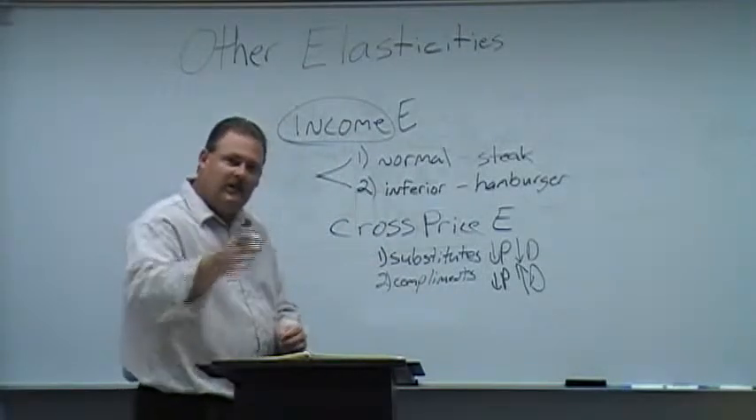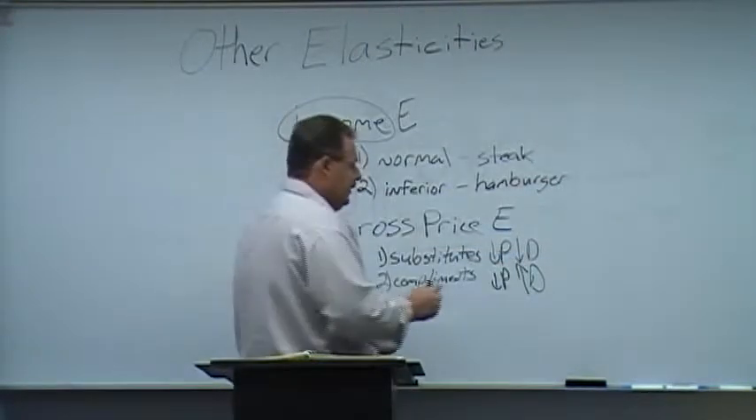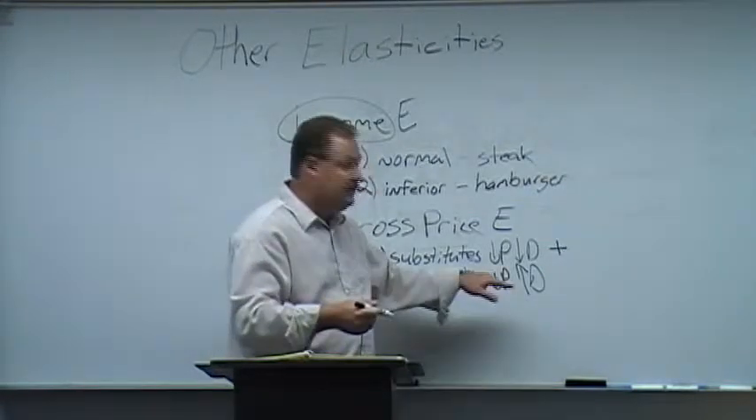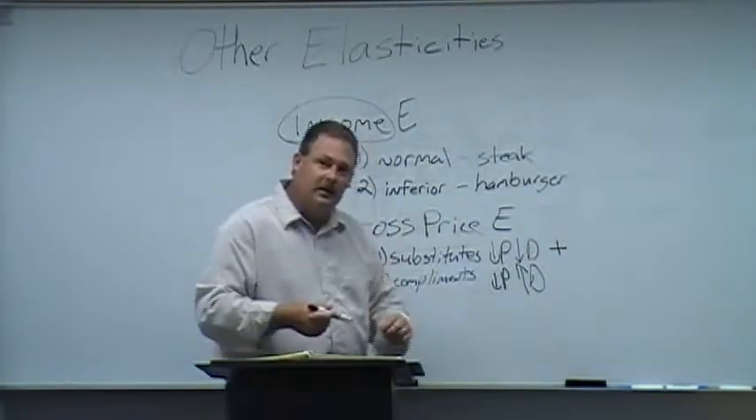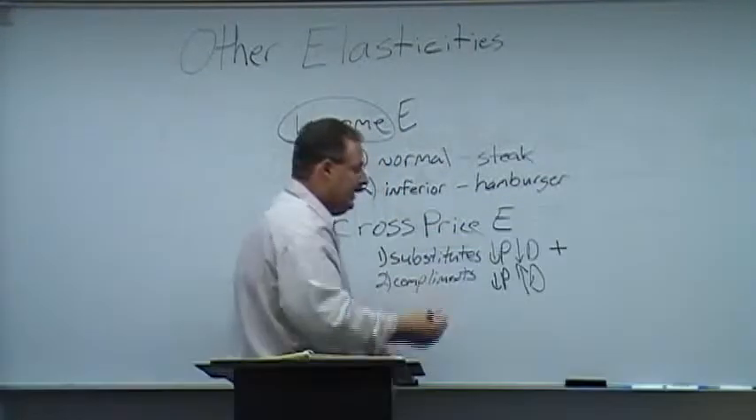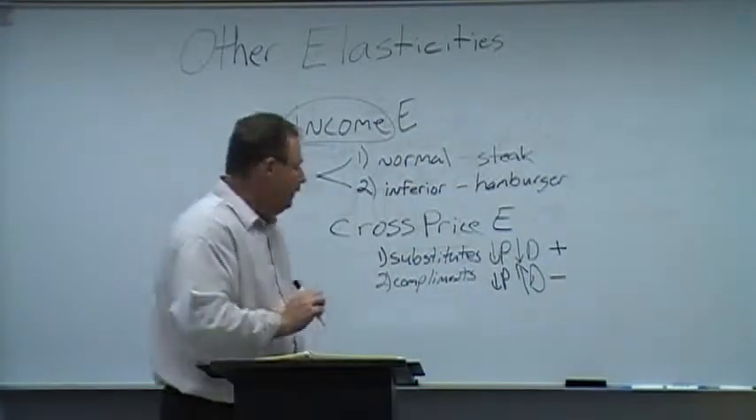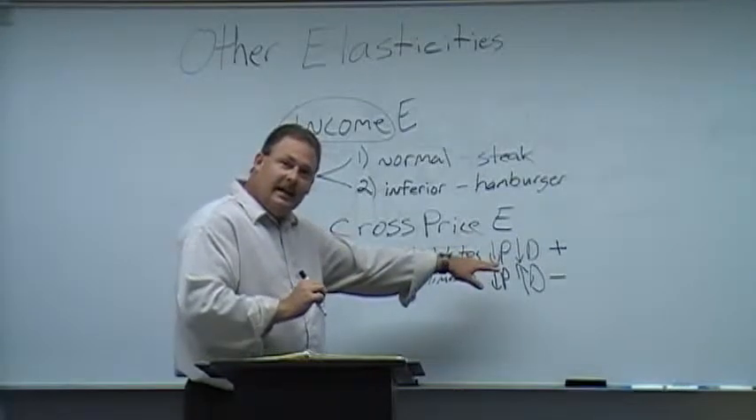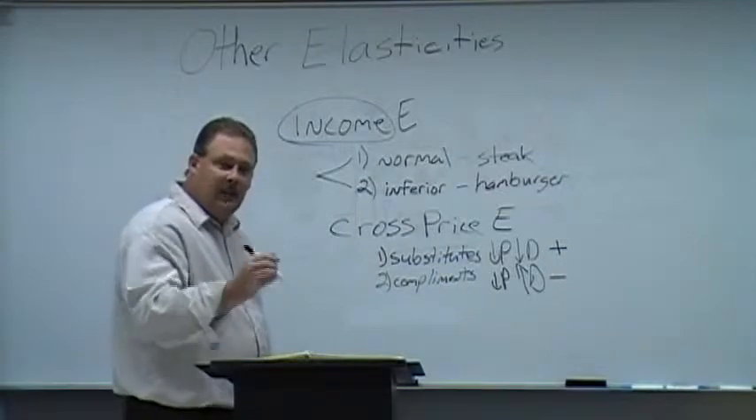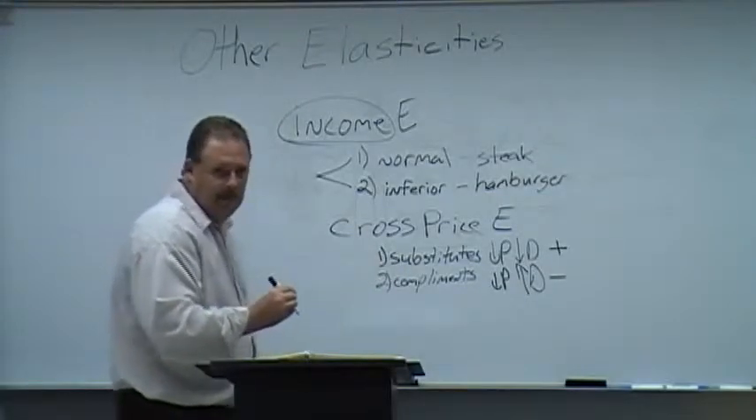Because of that, if you look at the laws in math class, if you multiply two positives, you get a positive. If you multiply two negatives, what will happen? You will also get a positive. On the other hand, if you multiply a positive and a negative, you will always get a negative. Two ways to determine this is the direction that they are both moving, or just the plus sign of the E. If it's a positive E, they are automatically a substitute. If it's a negative E, they are a complement.